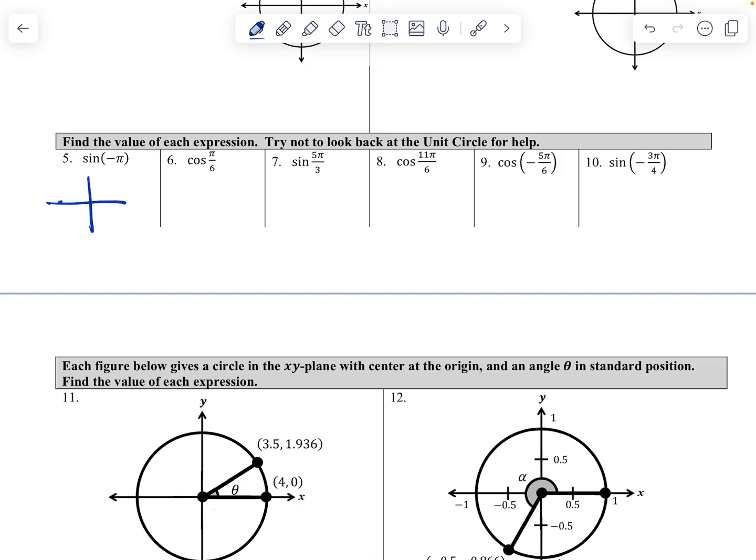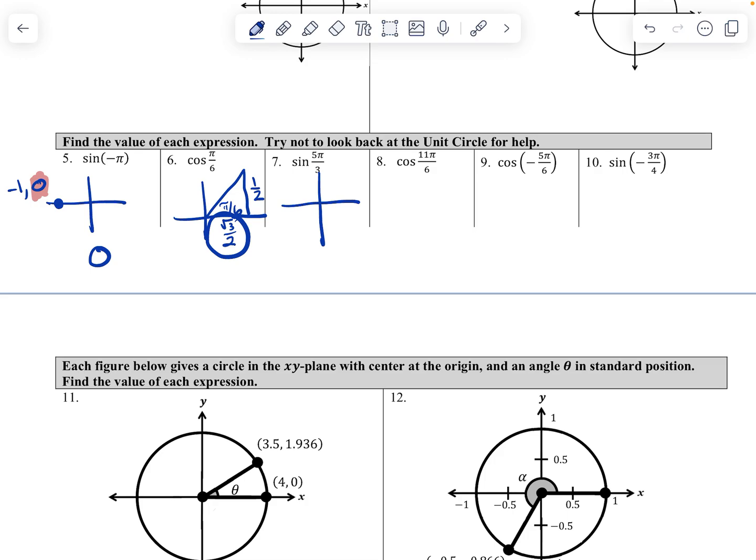So negative pi is right here. That's the coordinate negative 1, 0. Sine is our y value, so it is 0. Cosine of pi over 6. Pi over 6 is in the first quadrant. What's opposite pi over 6 is half, and root 3 over 2. Cosine is our x value, so it's root 3 over 2.